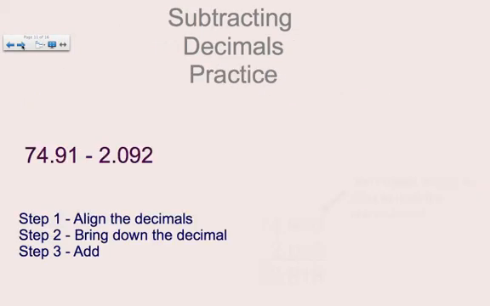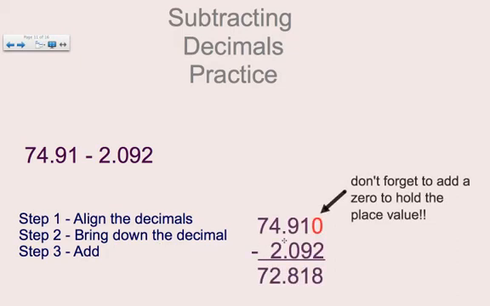Here's practice again. Remember, step 1, align the decimals. Step 2, bring down the decimal. And step 3, it says add, but step 3 is supposed to be subtract here. Okay. In our case, again, since I needed to hold a place value, I added a 0 just to help me out. Again, that's not something I require you to do, as long as you are familiar with how to do it. I'm not going to take off points if you did not add the place value.